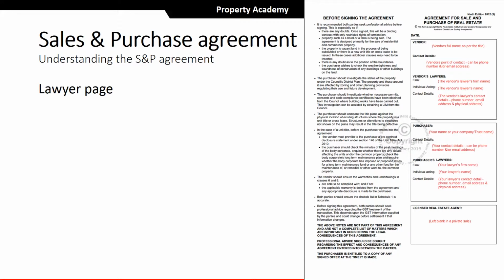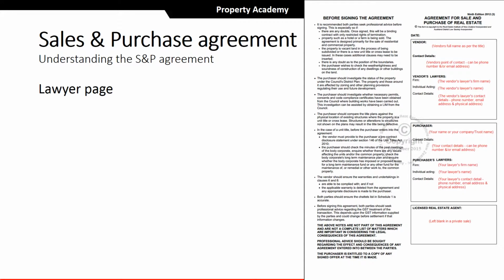Same idea for the purchaser. There's no difference. You write down your name or your company name or trust name, whatever you use to purchase the property, and whatever is displayed on the first page of the sales and purchase agreement. You also put down your contact details, so the lawyers know how to reach out to you. This can be a phone number or an email, whichever is most convenient for yourself, and your own lawyer details, which is your firm, your individual acting agent, and their contact details as well. So this is a very basic page, and you can often leave this blank until you move forward down the track with your sales and purchase agreement.